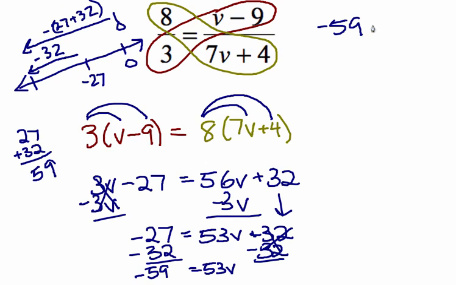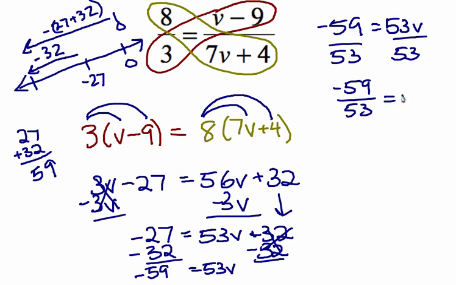I already know that 53 isn't going to divide evenly into negative 59, so we're going to get a beautiful fraction out here at the end. We're going to get negative 59 53rds equals v. And again, something you could plug into a calculator to check, but something I'm not probably going to want to check by hand.